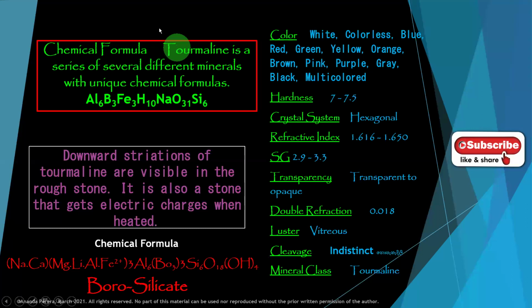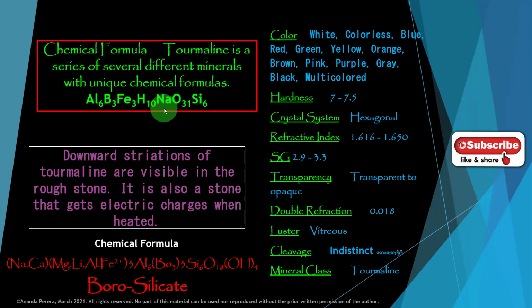Then here we are discussing the chemical formula of the tourmaline. It is a series of several different minerals with unique chemical formulas. Look at the chemical formula. It is a little bit complicated. Aluminium, 6 aluminium atoms, 3 boron atoms, 3 iron atoms, 10 hydrogen atoms, and 1 sodium atom, and 31 oxygen atoms, and 6 silicon atoms. This is the chemical formula there.